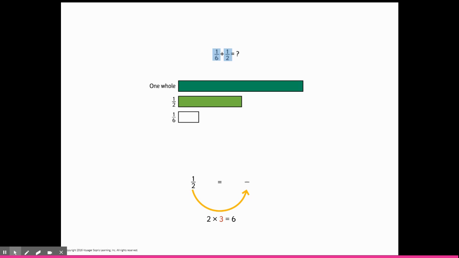Look at the fractions 1/2 and 1/6. Notice that if we multiply the denominator of 1/2 by 3, we get the same denominator as 1/6. Remember that we can get an equivalent fraction by multiplying the numerator by the same number. So multiply the numerator of 1/2 by 3. So 1/2 is equivalent to 3/6.